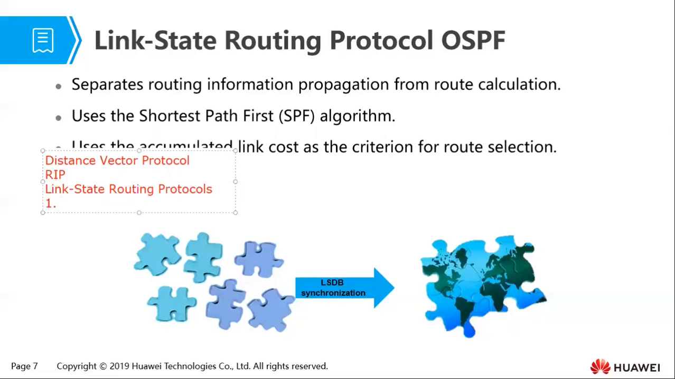So in link state routing protocols, we have OSPF. We're also going to look at what we call IS-IS, and even BGP uses link states. So RIP uses distance. It's a distance vector routing protocol. And by distance, we talk of number of hops.